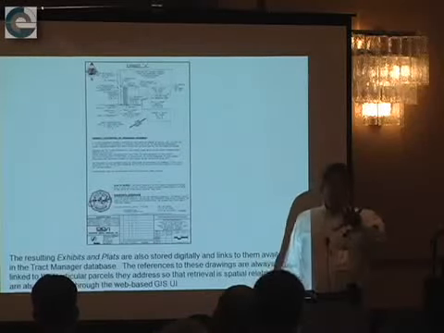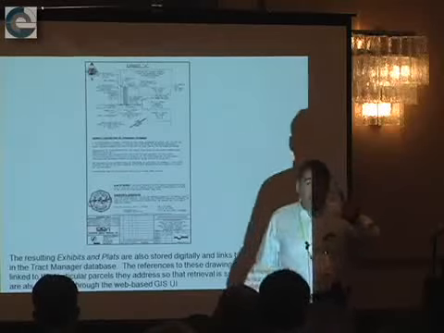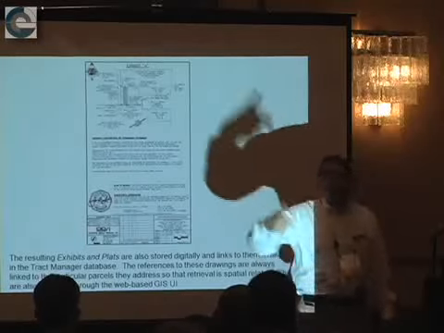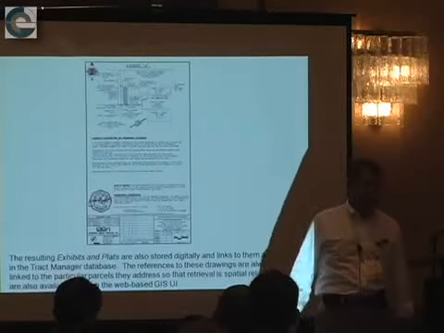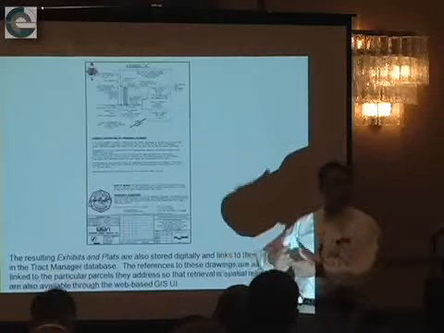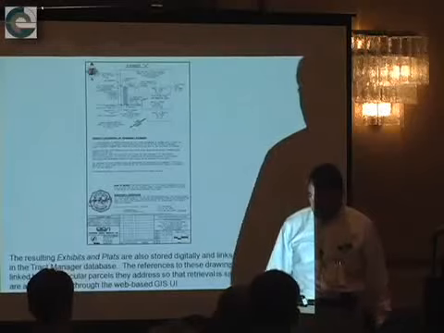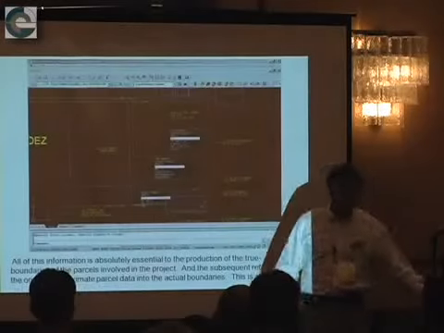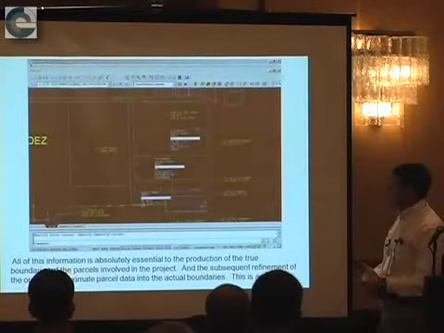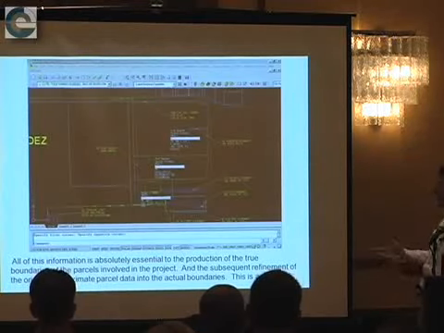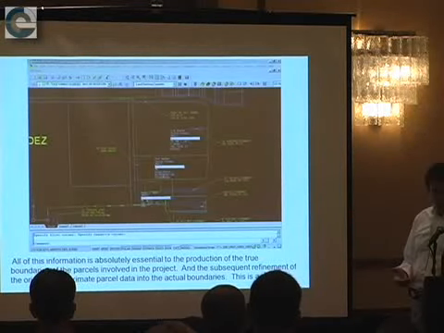Okay, that's fine, if you're thinking along with me. Great, the guy put it over there. How does everybody else know? How does the guy in the field know, or the right-of-way agent know? Because he gets a notice the minute that it happens. That's how he knows. All this information is essential to the production of the true boundaries involved in the project and the subsequent refinement into actual boundaries.